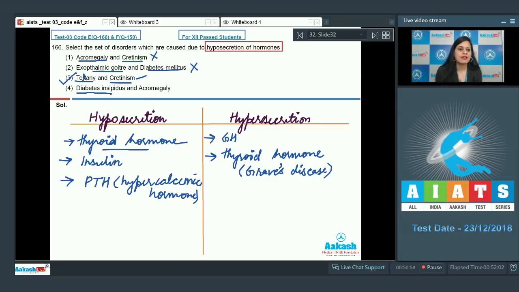The next option given is diabetes insipidus and acromegaly, and this is an incorrect option because diabetes insipidus, although it is caused because of the hyposecretion of ADH or vasopressin, acromegaly is due to the hypersecretion of growth hormone. So the correct answer to this question is option number 3. Let's discuss our next question.